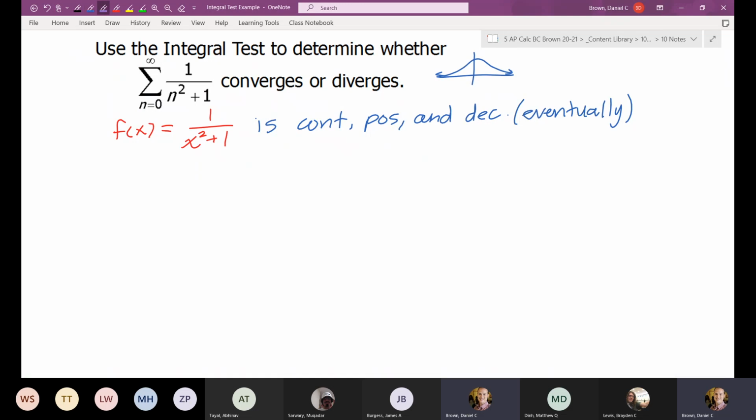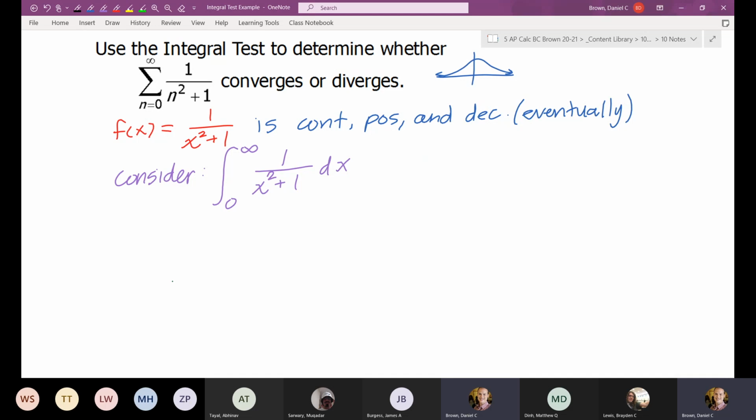So that's the first step, and you would have to say that statement before you can do anything else. Then if you're using the integral test, remember you're using an integral to determine convergence or divergence. So I'm going to write down, we are going to consider, and then write down the integral that I'm considering. This integral starts at 0, goes to infinity, of 1 over x squared plus 1 dx. And then we just want to do the work of actually finding that improper integral.